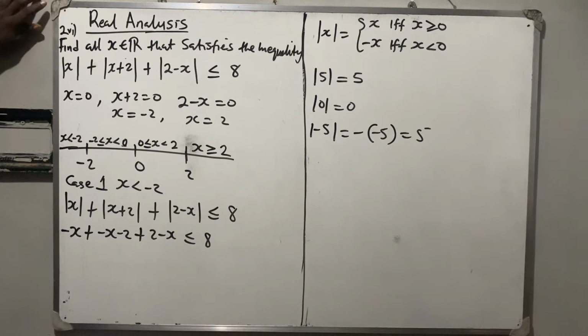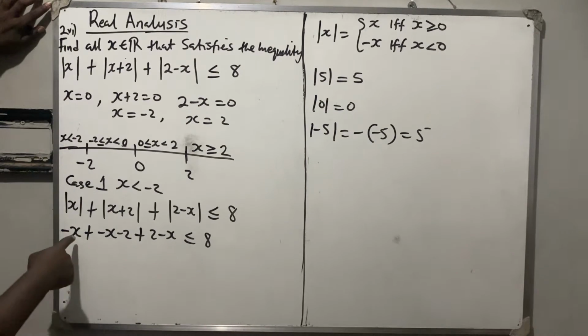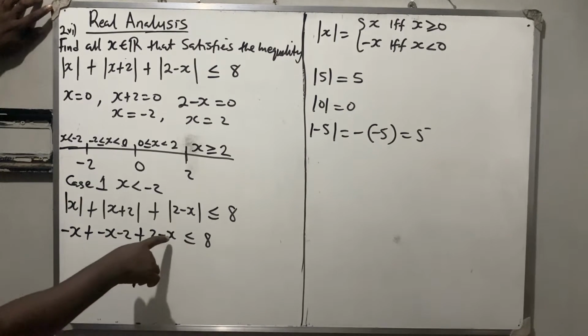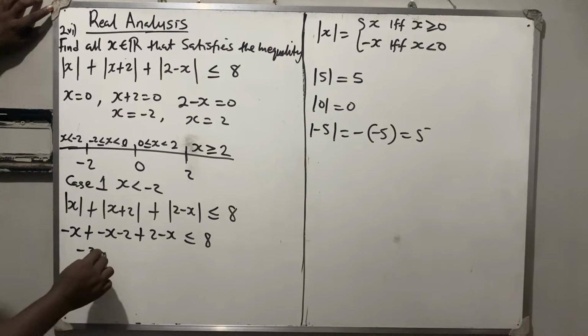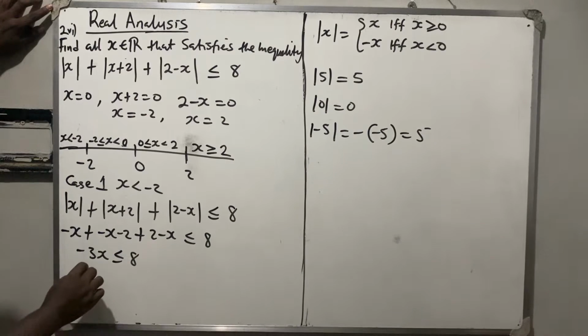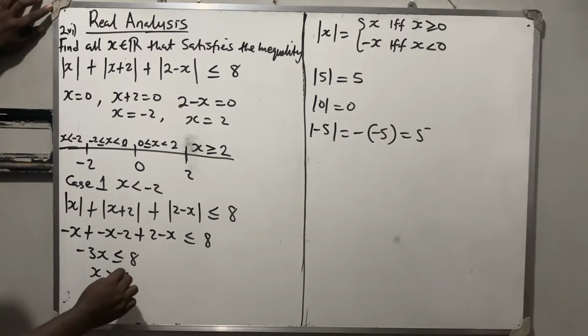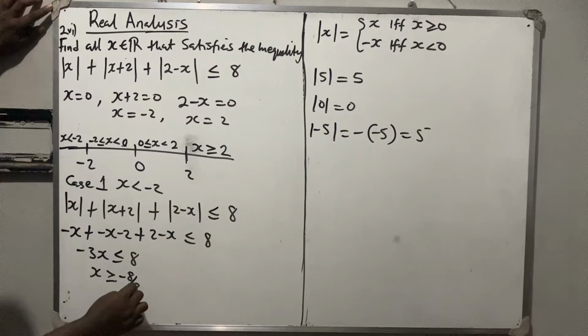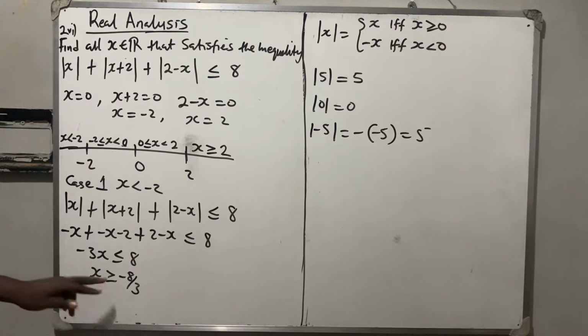So having this, what do we have? Minus x minus x minus x will give you minus 3x. Minus 2 plus 2 is gone. So I have minus 3x is less than or equal to 8. Therefore, x is greater than or equal to minus 8 over 3. To divide by a negative, the inequality must change.